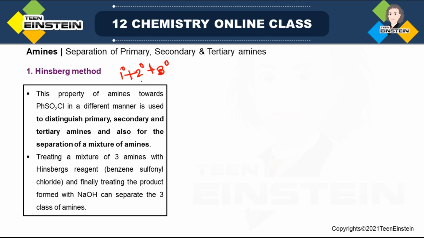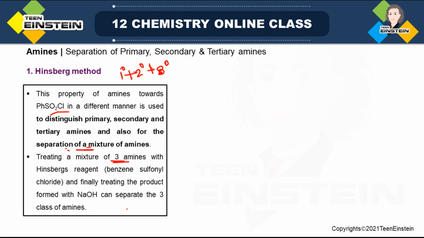So this property of amine towards PhSO2Cl, which is Hinsberg reagent, in different manner, this fact you can utilize to distinguish, not just to distinguish, because how you can do it for distinguishing purpose, that you have already seen, but you can also do it for separation of a mixture of amines. So treating a mixture of 3 different types of amines with this reagent, and finally treating the product with NaOH, you can separate it.